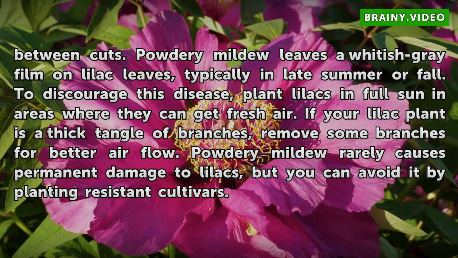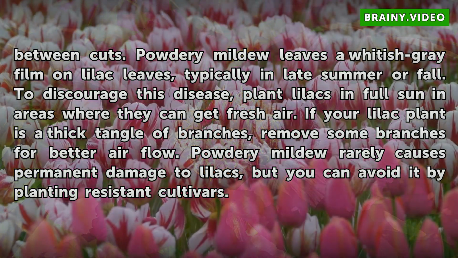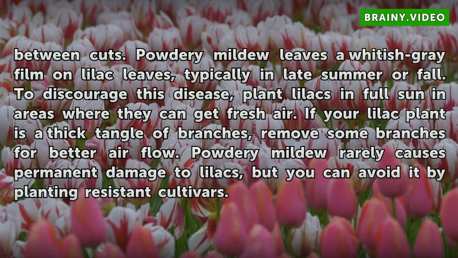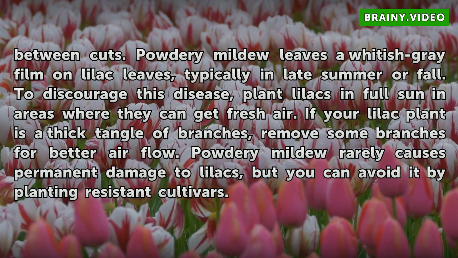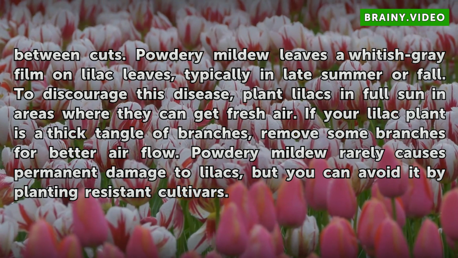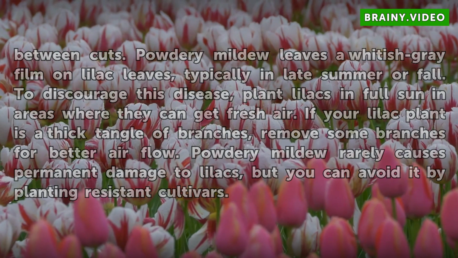Powdery mildew leaves a whitish-gray film on lilac leaves, typically in late summer or fall. To discourage this disease, plant lilacs in full sun in areas where they can get fresh air. If your lilac plant is a thick tangle of branches, remove some branches for better airflow. Powdery mildew rarely causes permanent damage to lilacs, but you can avoid it by planting resistant cultivars.